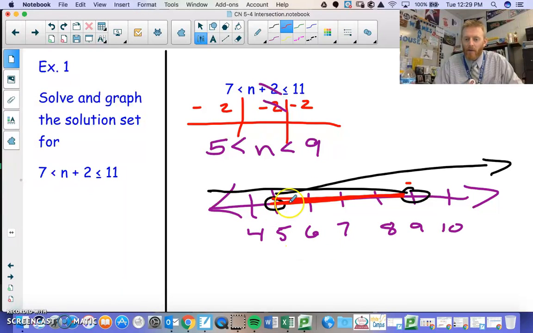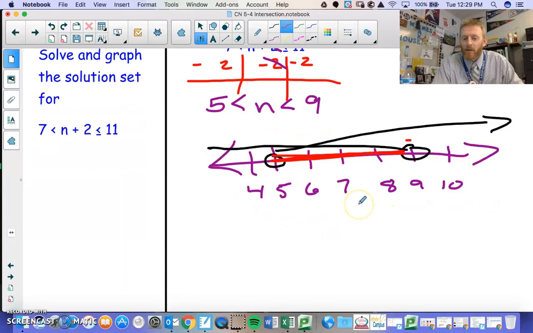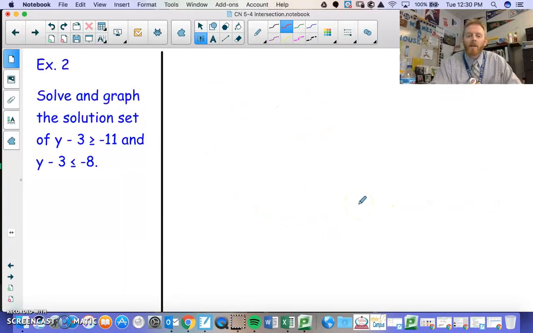It can't be 5, it can't be 9, but it's numbers as close to 5 as possible that are bigger than it, and as close to 9 as possible that are smaller than it. So those are the solutions that work for this compound inequality. Now, those are ands because they intersect. All right, so here's another one.